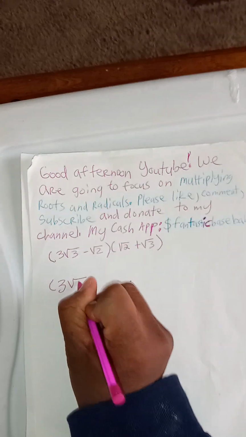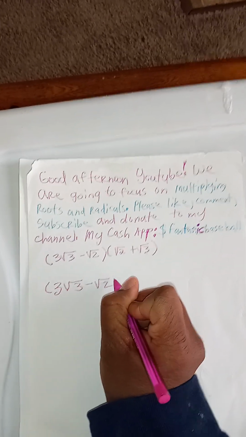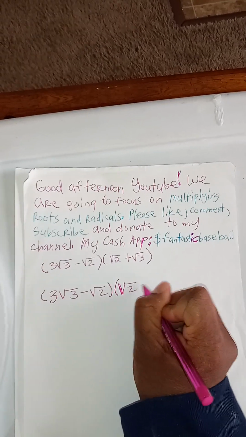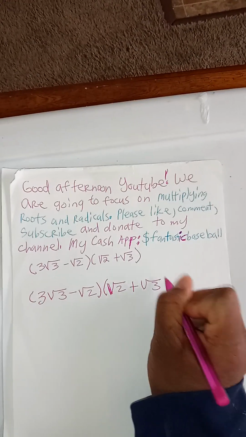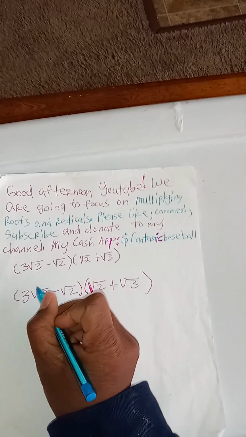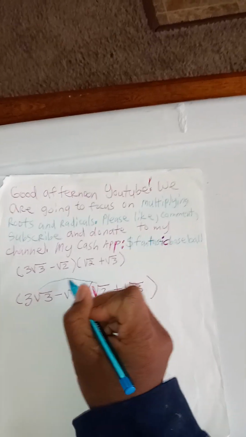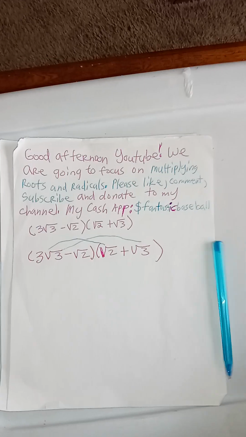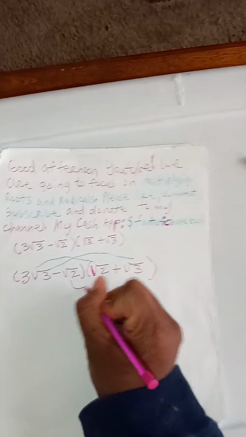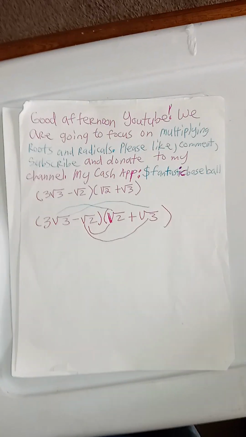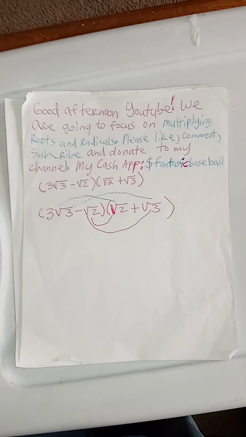3 square root of 3 minus square root of 2 times square root of 2 plus square root of 3. So it's going to be outer, highlighted by the blue pen there, and inner is going to be highlighted by the pink pen there. So let's have this marinate here for a second.